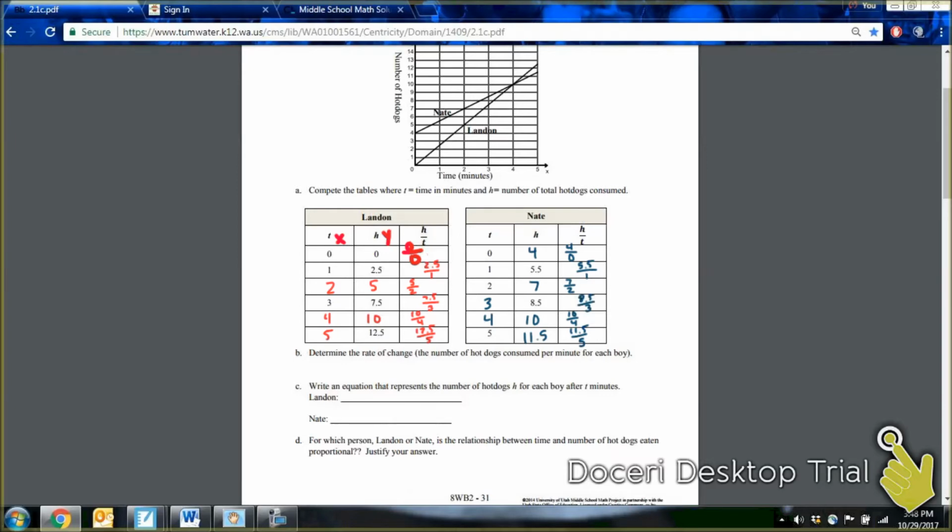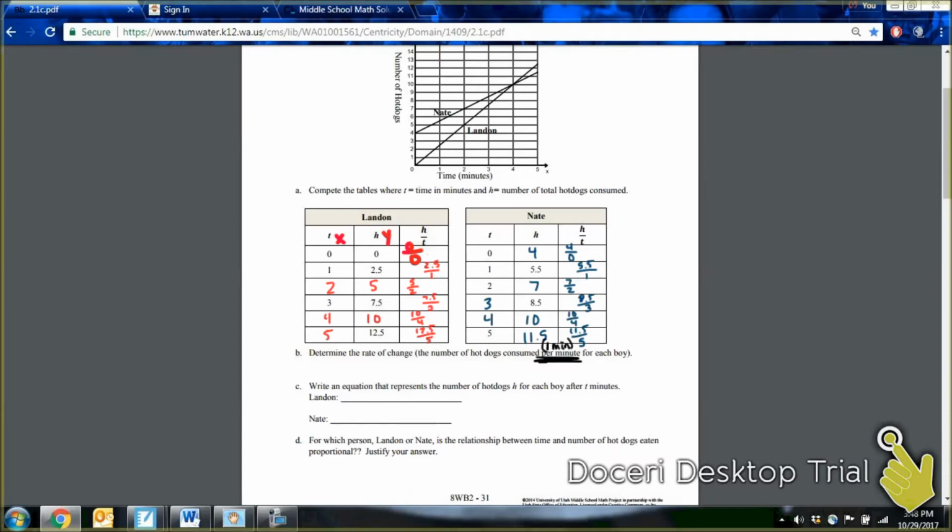Determine the rate of change, which is the number of hot dogs per minute for each boy. Now I want you to do something for me. I want you to highlight or underline or circle where it says per minute. Now this word per minute, some of you might already know this, but per minute means 1 minute. Okay, so go ahead and mark that.